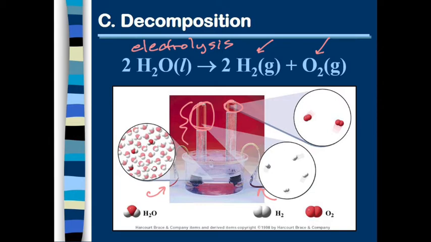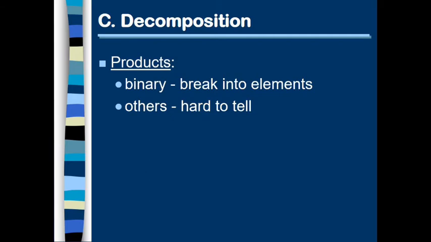So again, if you were having to predict products, if you have a binary compound that's your reactant, binary meaning just 2 elements, then you will break that compound into the 2 elements that make it up, like the example we just saw. But if you have a reactant that is 3 or more elements, then it can be a lot harder to tell. I do want to go over a couple of examples, though, after we get through with this first one.